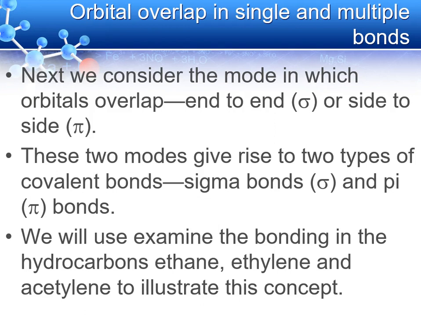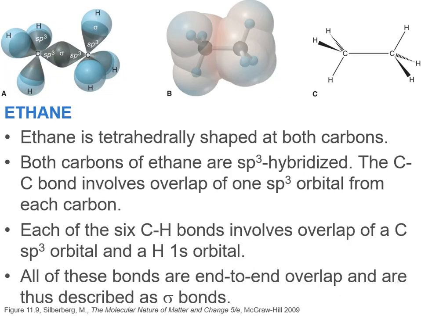The way it works is that if you have a double bond, one of the bonds in the double bond is a sigma bond and one's a pi bond. If you have a triple bond, one's a sigma bond and you have 2 pi bonds. So let's use ethane, ethylene, and acetylene to illustrate this concept. This is ethane. We could make a model of this. I think we probably did a long time ago before spring break.